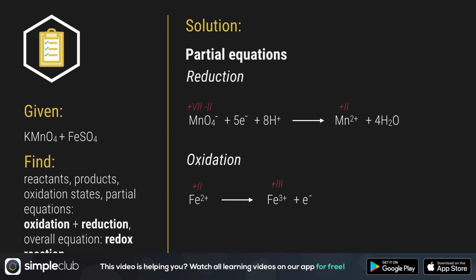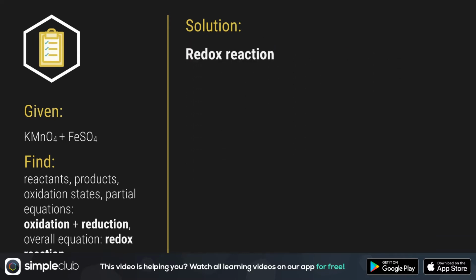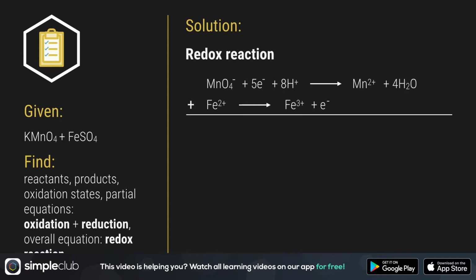Then, the last step is going to be the redox reaction, where we're going to go ahead and combine our reduction and our oxidation reactions. And to make sure the whole thing is balanced, we need to make sure we have the same number of electrons on both sides of the equation. So we're going to multiply the oxidation reaction by 5. And that gives us a redox reaction that looks like this. Then we just cancel out the electrons on both sides and we've solved the problem.